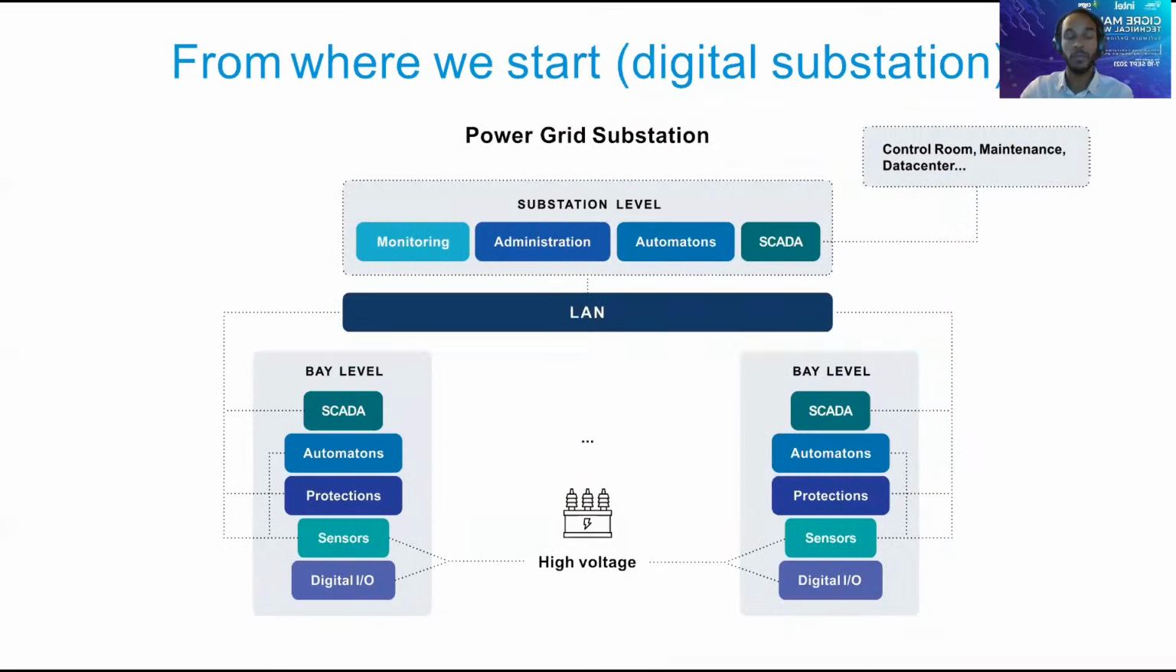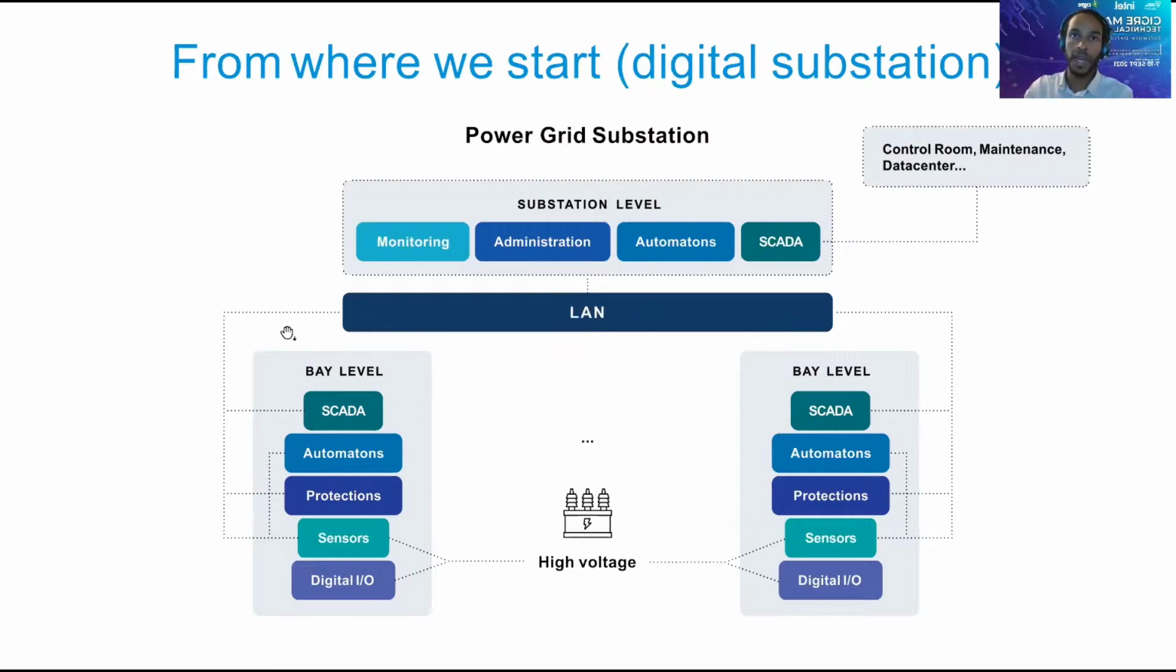So how is it today? From where do we start? Today, in a substation, we have multiple equipments that are distributed in bays. In bays, you will find SCADA functions, automatons, protections, sensors, and of course, digital I/O to get current, voltage, and binary input and output from the high voltage equipment. Each equipment contains several functions. You can have one protection equipment that contains, for example, an overcurrent and a distance protection, automatons that have several roles, and the same thing for the SCADA.